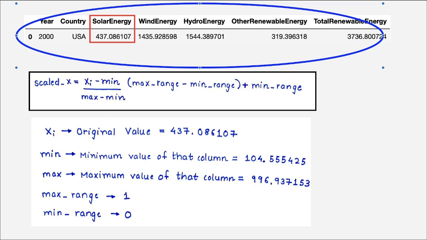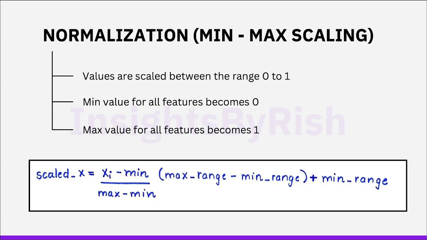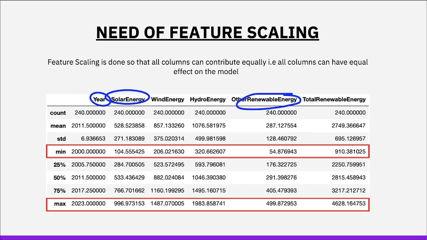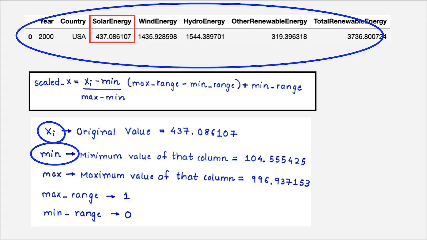As you can see, in the first instance, the original value that we have for solar energy is about 437. So this xi that you have here shows your original value. Then the minimum value is the minimum value of that column. By that I mean, let me go back here, and here you can see the minimum value for the solar energy column is 104.555. The same value we put in this formula.